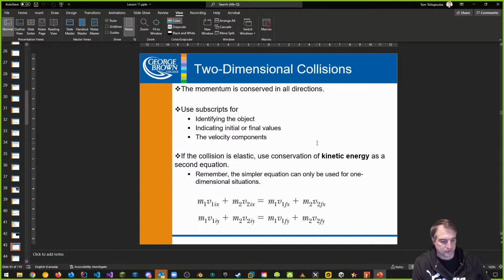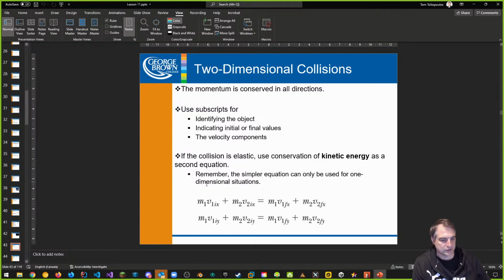All right, so we've been talking about one-dimensional collisions in many ways, but what about two-dimensional collisions? And we're going to talk about 3D. We can always extend 2D to 3D, no problem. So again, the momentum is conserved in all directions, right? We can use subscripts for identifying the object, indicating initial and final values, and the velocity components. So subscripts like IX would be initial across the x-axis. IY would be initial across the y-axis, and so on, okay?